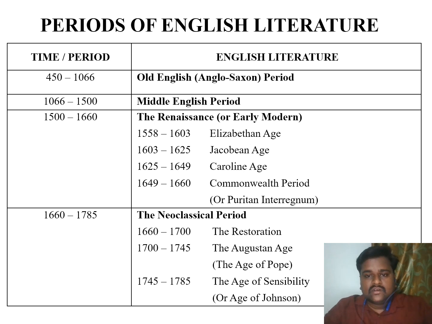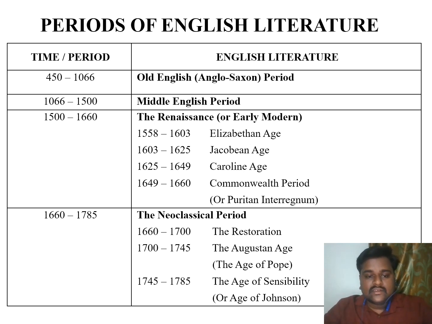So here, how English literature started. 452 to 1066 was called Old English, the Anglo-Saxon period, and 1066 to 1500 the Middle English period, 1500 to 1660 the Renaissance or early modern English period. This age divides into another 4 parts. The first one is the Elizabethan age, which was called the Golden Age, then the Jacobean age, and the Caroline age, and the Commonwealth period or Puritan interregnum.